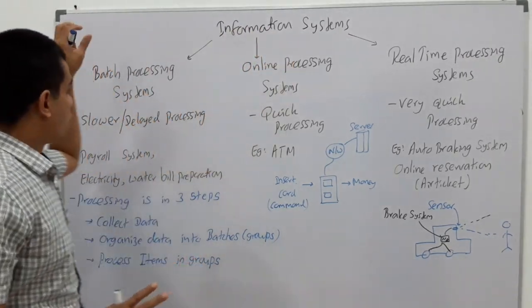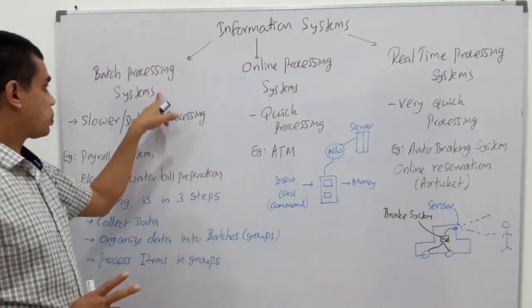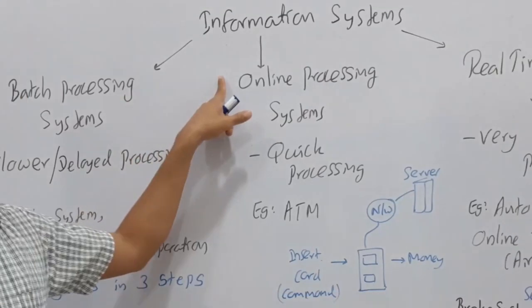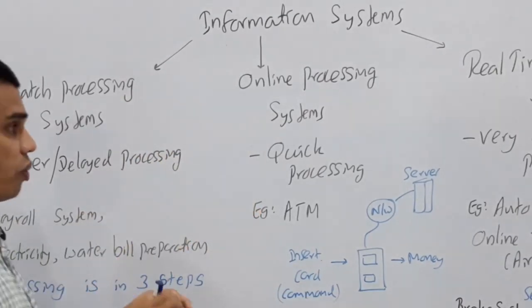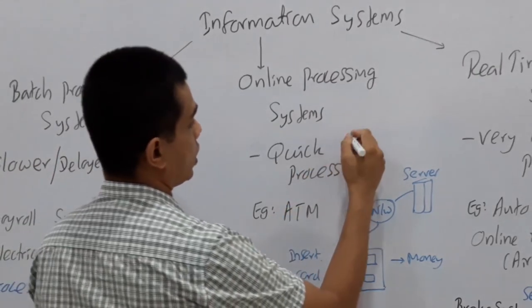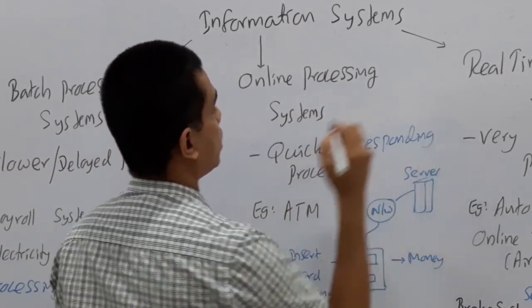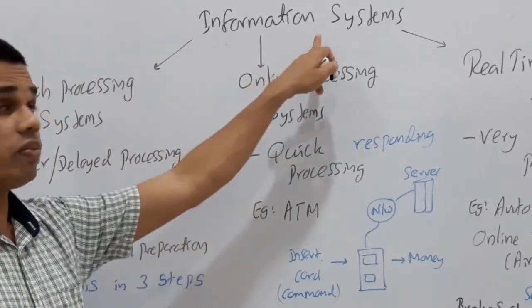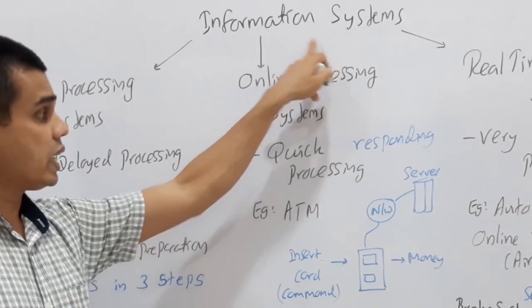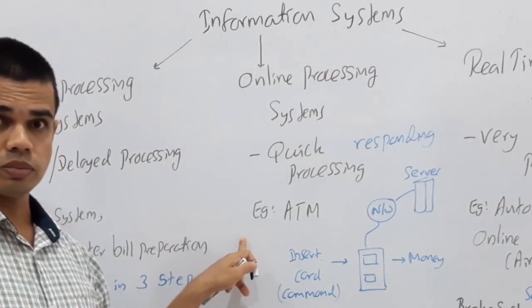Right. Now, first we'll go to the online processing systems. I'll talk about batch processing in a while. Online processing systems are quick in processing or quick in responding. No problem. They are very quick in responding. Whenever you give the inputs, for the system we need to submit inputs, as soon as you submit the inputs, it gives you the output.